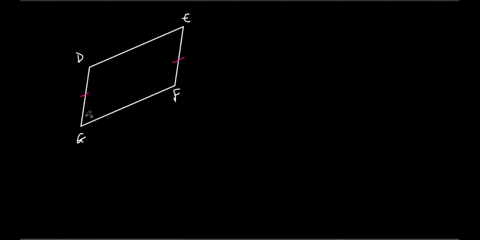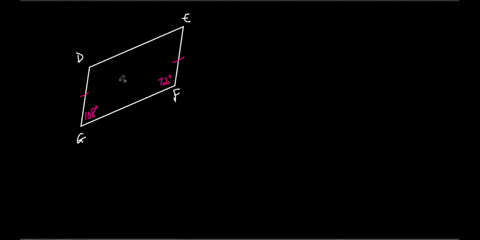And this is 108, and this is what? 72. All right, this is the information. So this is what they give you. What are we trying to do? We're trying to be able to say, is this thing right here a parallelogram?